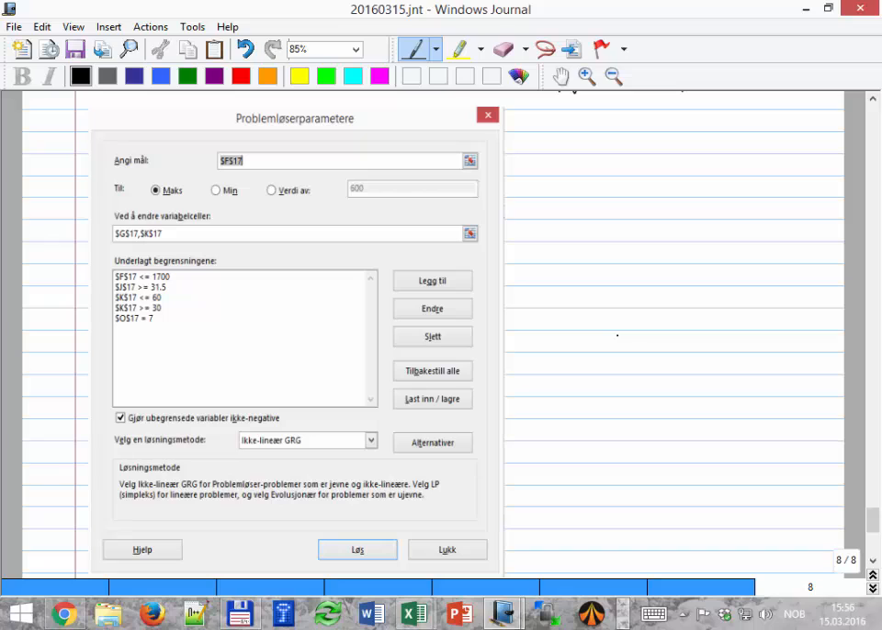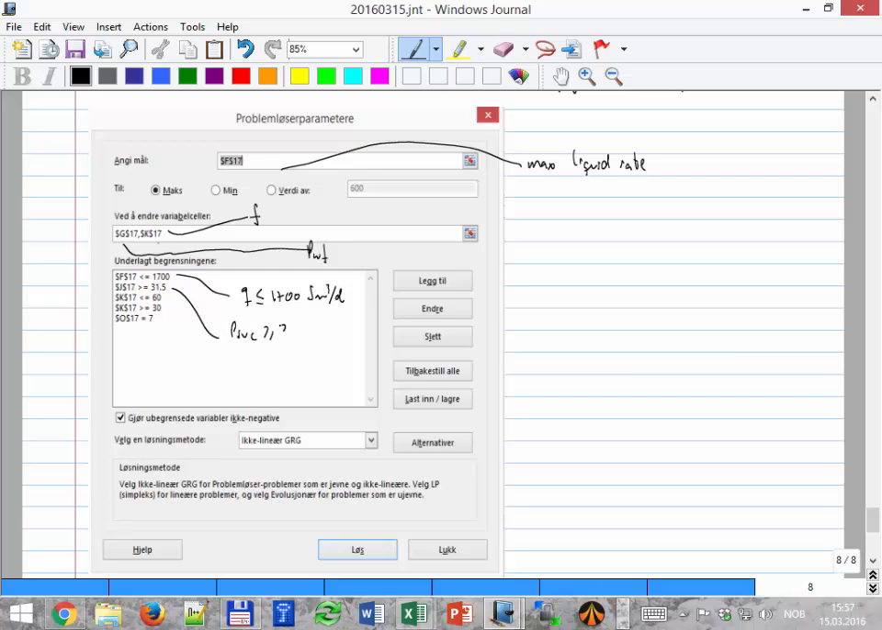So here I'm maximizing liquid rate by changing this, which is PWF, and this, which is the frequency of the pump, and I'm saying that the rate has to be less than or equal to 1700, then the suction pressure has to be greater than or equal to 31.5 bar, then the frequency has to be between 30 and 60, and also that the wellhead pressure, I want it to be exactly 7 bar. Okay, and this last condition is really the hydraulic equilibrium, if you think about it.